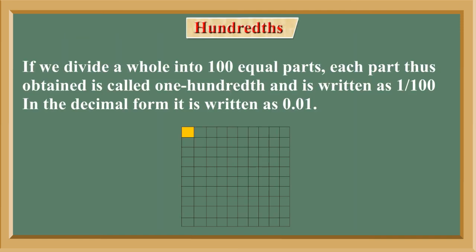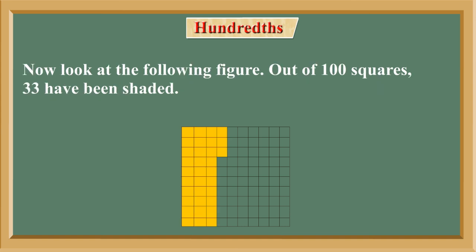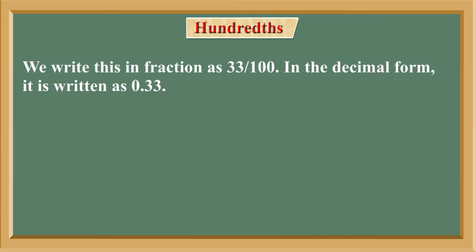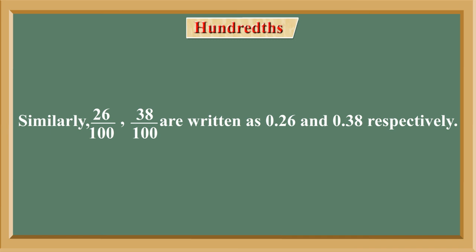Hundredths. If we divide a whole into 100 equal parts, each part thus obtained is called one hundredth and is written as 1/100. In decimal form it is written as 0.01. Now look at the following figure. Out of 100 squares, 33 have been shaded. We write this as the fraction 33/100. In decimal form, it is written as 0.33. Similarly, 26/100 and 38/100 are written as 0.26 and 0.38 respectively.